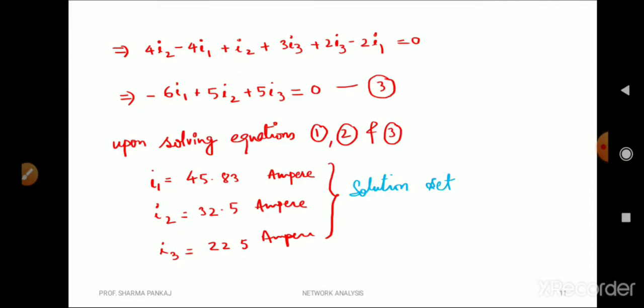Now upon solving equations 1, 2 and 3, just use a calculator or matrix operations as you like. Do not spend too much time on the solving part. You will get full marks for writing the KVL equations and using a calculator to calculate the final answer. That is I1 is equal to 45.83 ampere, I2 is equal to 32.5 ampere and I3 is 22.5 ampere.